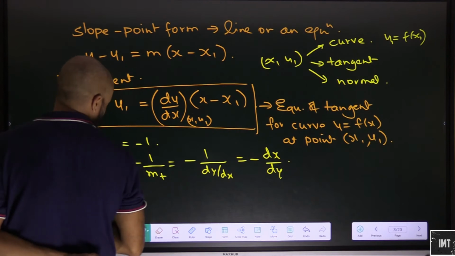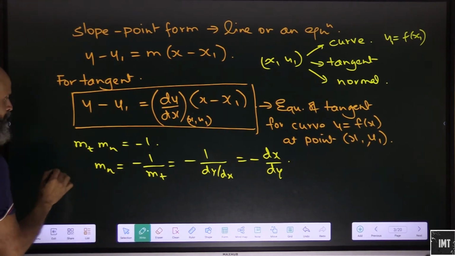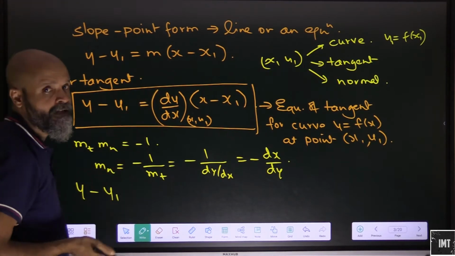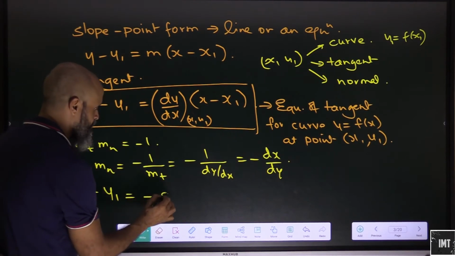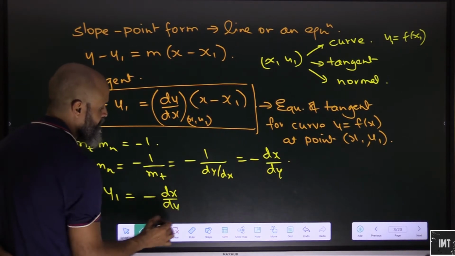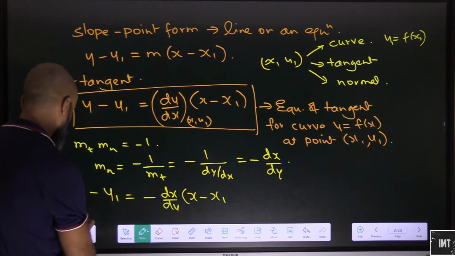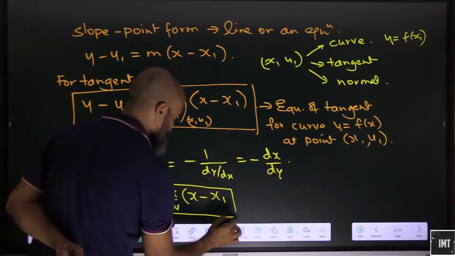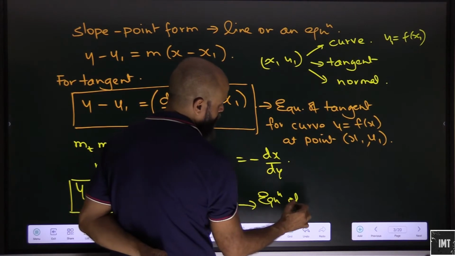Okay. So now let's frame the equation of the normal. So again y minus y1, because again x1 y1 lies on the normal. So this will be equal to minus dx by dy into x minus x1. Y minus y1 is equal to minus dx by dy into x minus x1. This will be basically the equation of normal.